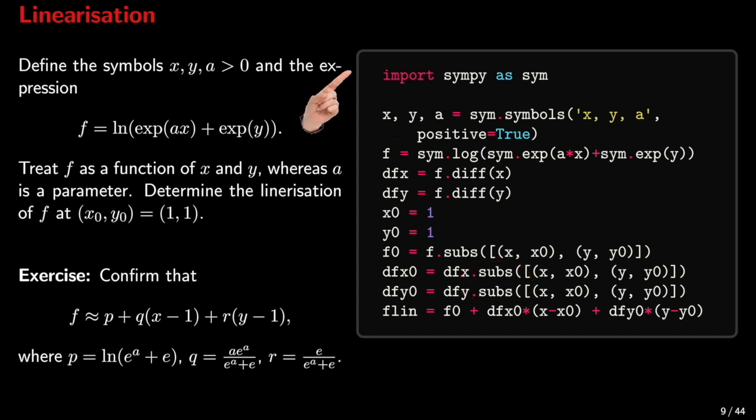I will leave it to you now to run this code and confirm that this is the linearization of f at the point 1, 1. So pause the video for a few minutes and make sure you're getting the same result.